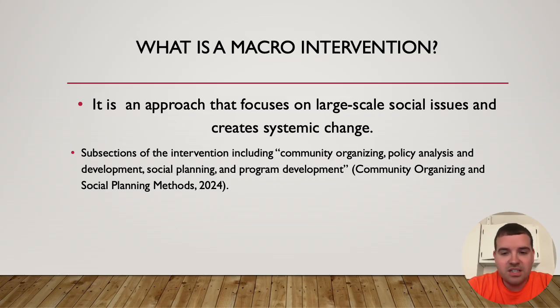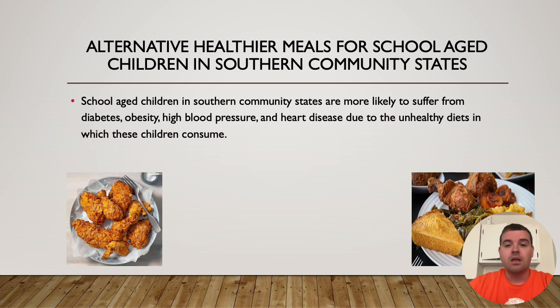Like I said, community organizations, policies, all that. So it's a larger scale that is trying to fix some type of social issue. For my intervention, I chose to do alternative healthy meals for school-aged children in southern community states. That is a tongue twister if you say that fast.